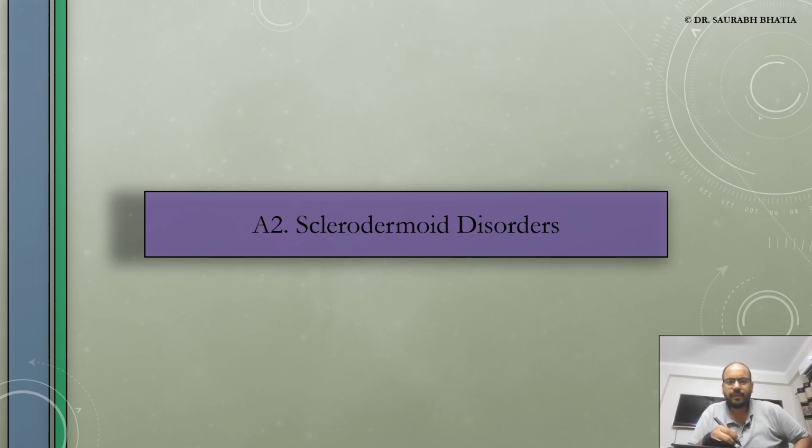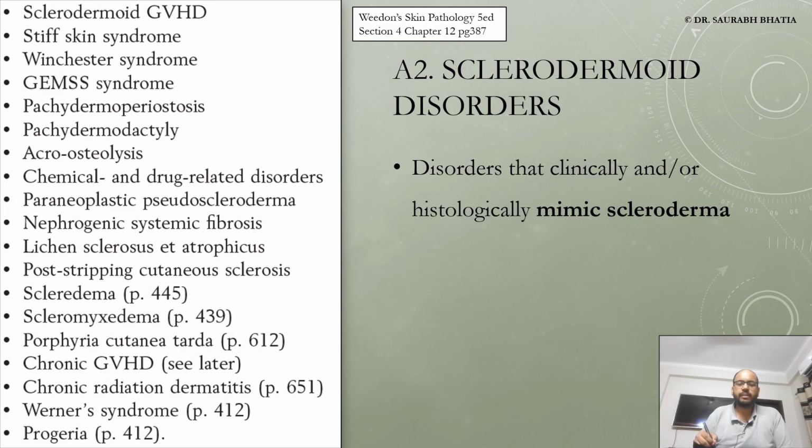Now, coming to the second subtopic, sclerodermoid disorders. Sclerodermoid disorders are those disorders that are clinically or histologically mimickers of scleroderma. So, disorders which are not scleroderma, but they mimic scleroderma either on biopsy or clinical examination. And these include a list, and this list is not exhaustive. There are many more to that.